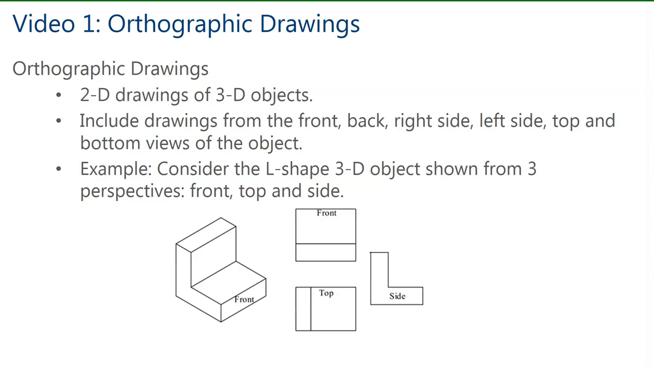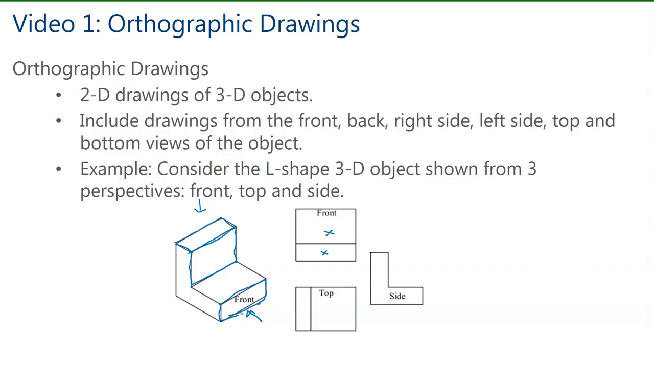So let's look at the example. It says, consider the L-shape 3D object shown from three perspectives, looking at it from the front, top, and side. If I were to look at this object from the front here, I would see this smaller rectangle, which I see here on the diagram, and then on top of that I would see a larger rectangle, which I see here.